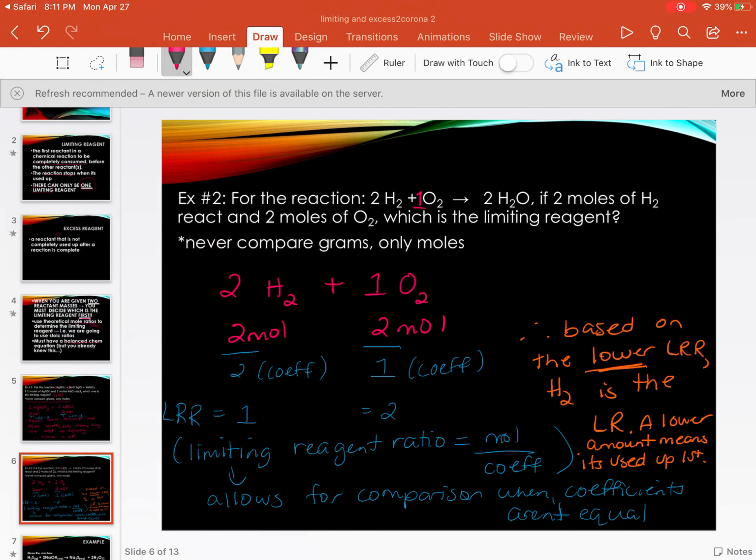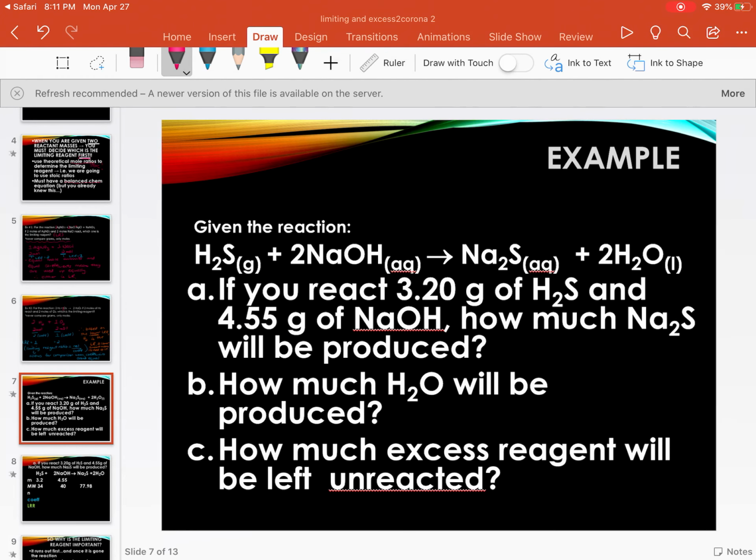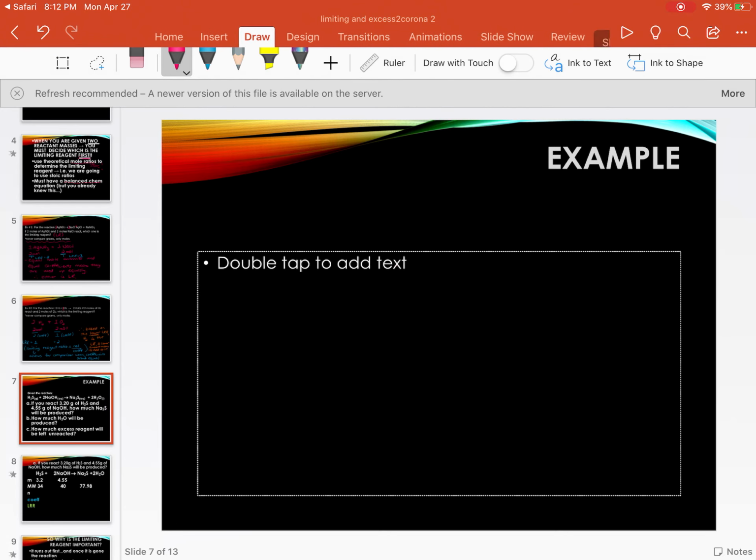Not super straightforward. Okay. But once you do a few of these, it'll make a lot of sense. Okay. So now we have a real reaction. Hydrogen sulfide and sodium hydroxide is going to make sodium sulfide and water. If you react 3.2 grams of hydrogen sulfide and 4.55 grams of sodium hydroxide, how much Na2S will be produced, how much water will be produced, how much excess reagent will be left unreacted?